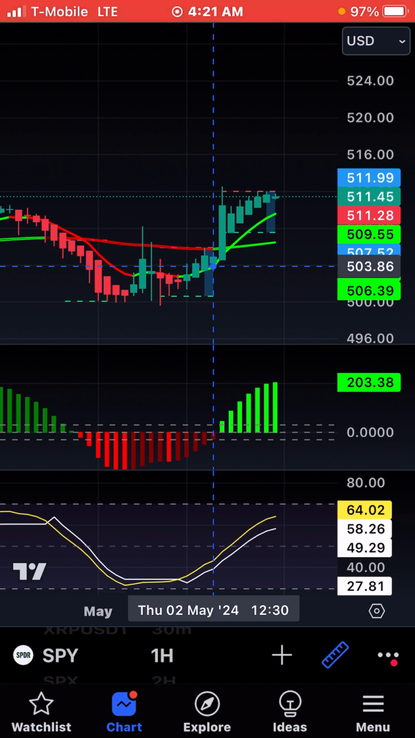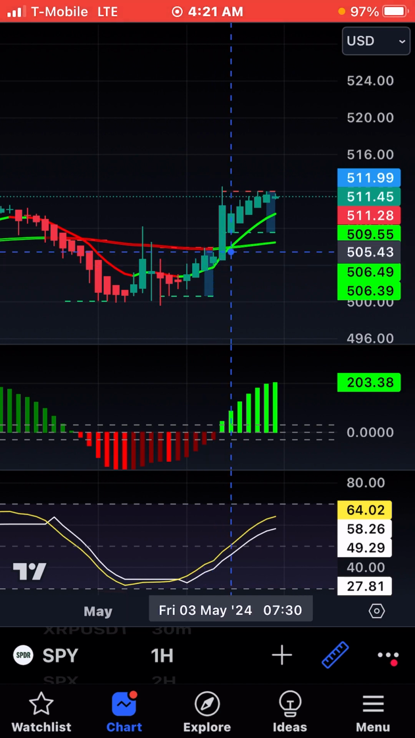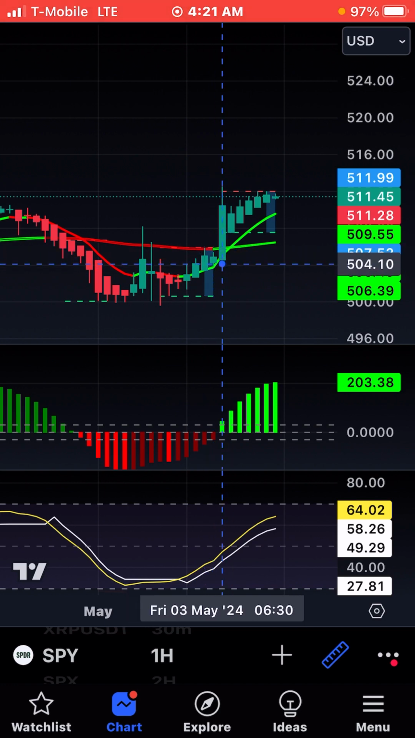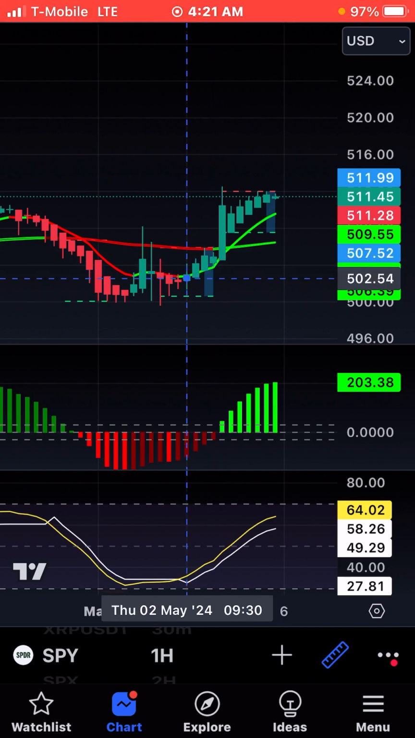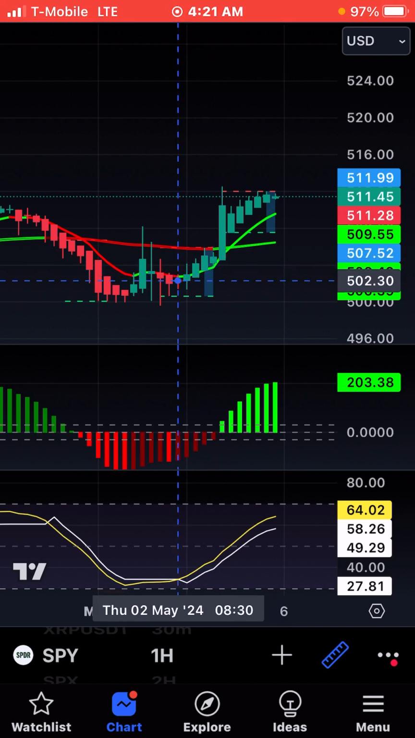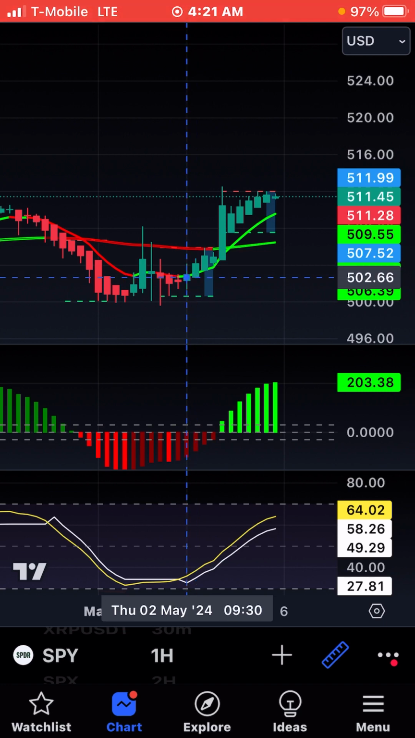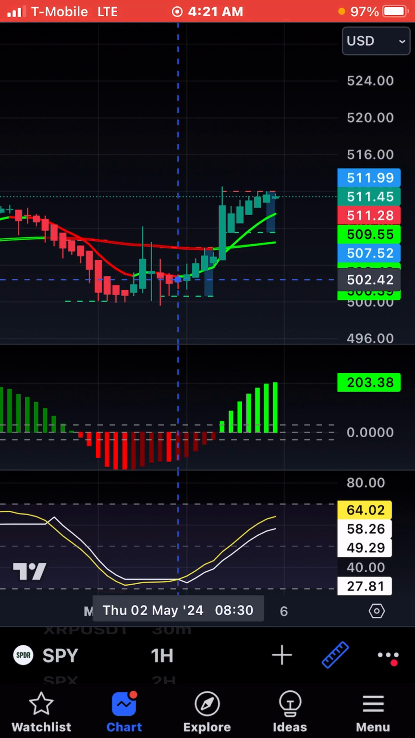So we see it goes from dark red to green right here. So this would be the point of getting in. You also see with this stochastic right here that it's also above. So you could actually look at your stochastic here and see that it crossed right here.